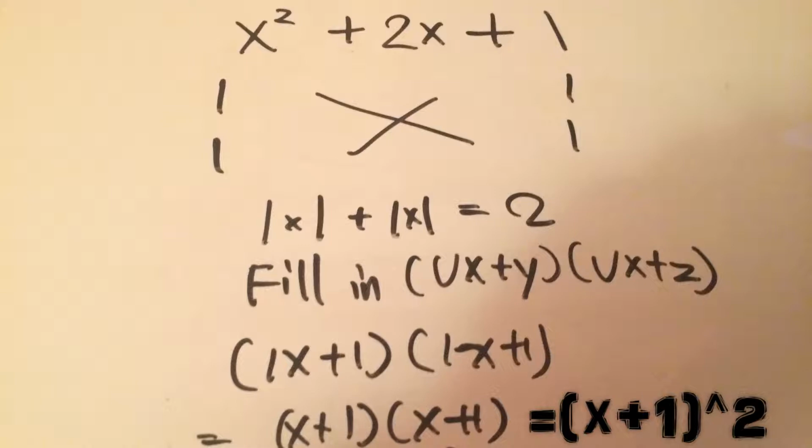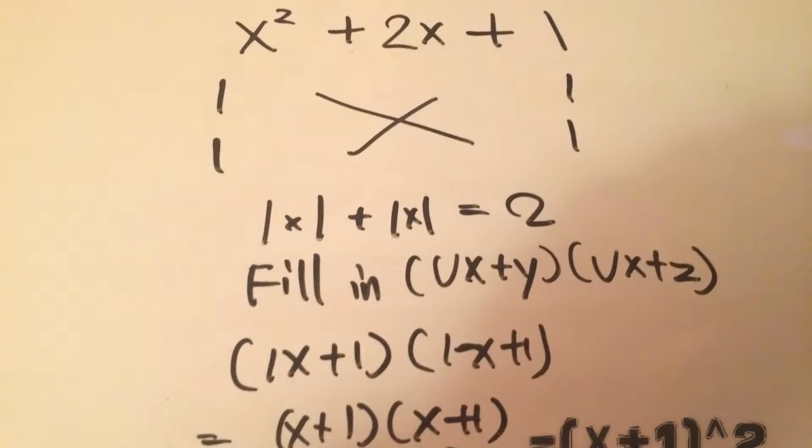We can fill in the blanks of open parentheses ux plus y close parentheses, open parentheses vx plus z close parentheses. As a result, we get open parentheses x plus 1 close parentheses and open parentheses x plus 1 close parentheses. However, this is not the final result. We can multiply them. In the end, we get open parentheses x plus 1 close parentheses raised to the second power, which is the answer to the question.